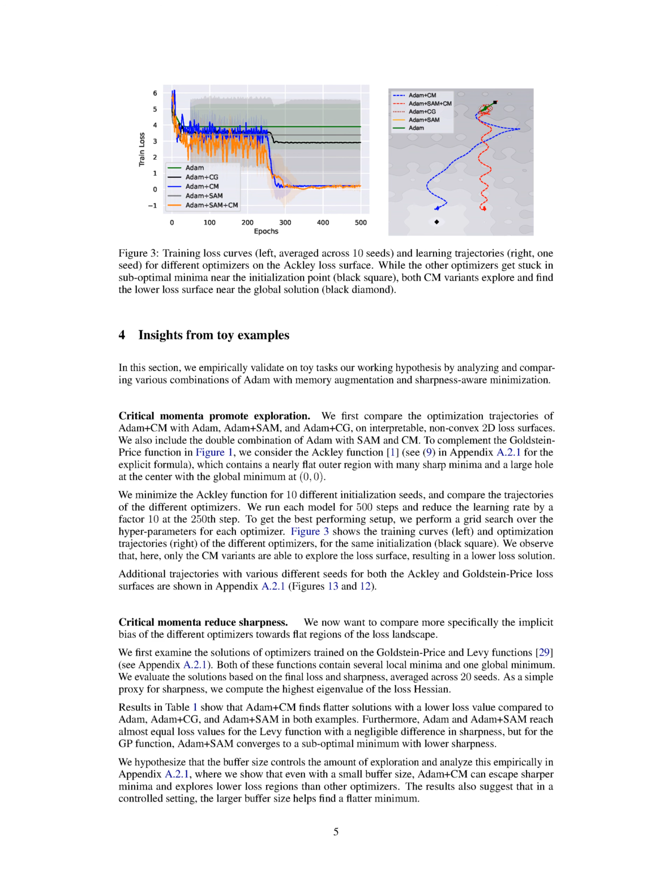We also tested a combination of Adam with both SAM and CM. To add to the Goldstein-Price function, we used the Ackley function, which has a nearly flat outer area with many sharp minima and a large hole in the center. The global minimum of this function is at the point (0, 0). We minimized the Ackley function using 10 different starting points and compared the paths of the different optimizers.